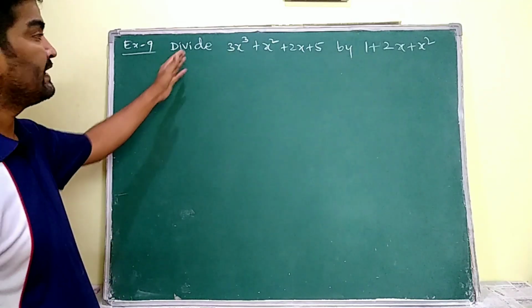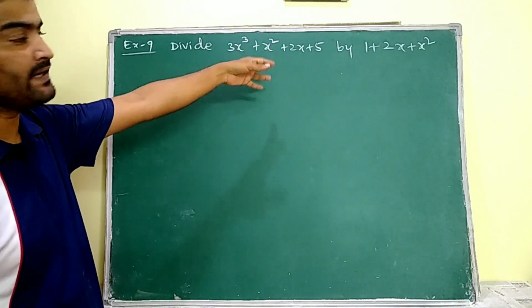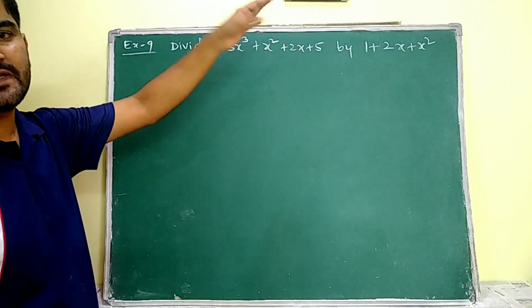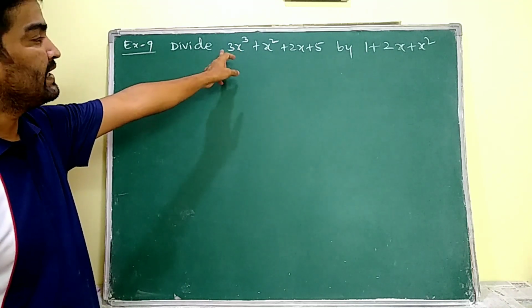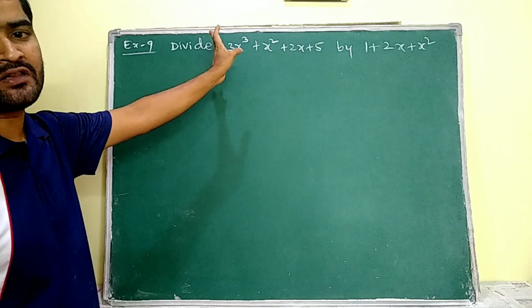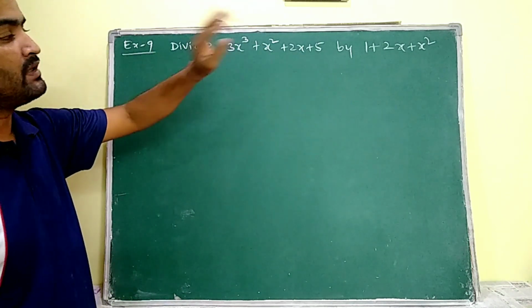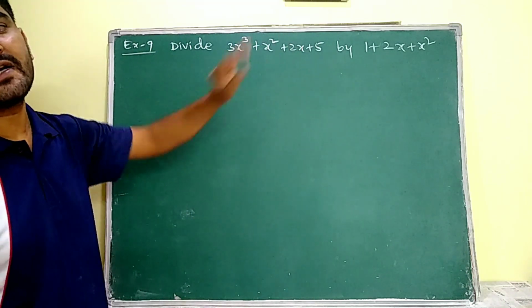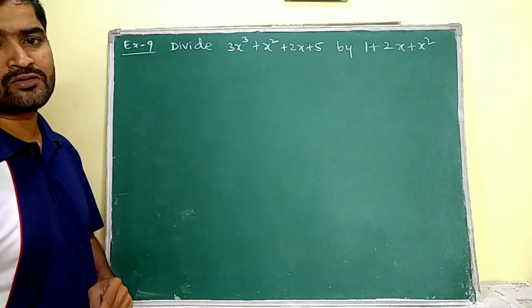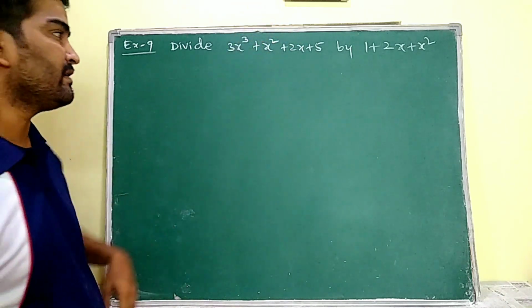Now see, divide 3x cube plus x square plus 2x plus 5 by 1 plus 2x plus x square. In the given dividend, it is in a standard form and it has all the terms: cube term, square term, x term and constant. But the divisor has all the terms but is not in a proper order. We have to arrange the divisor in the descending order of its powers.